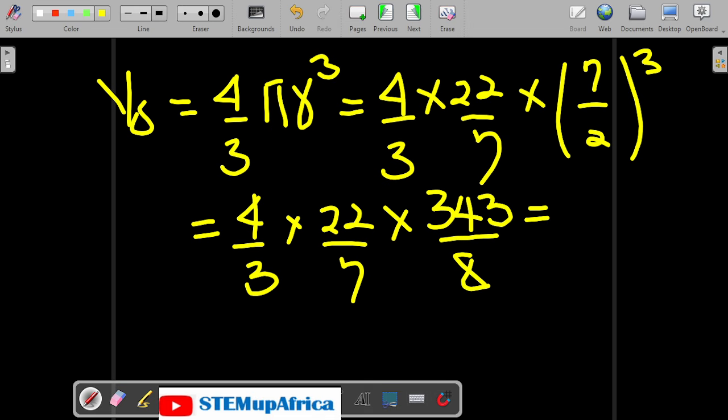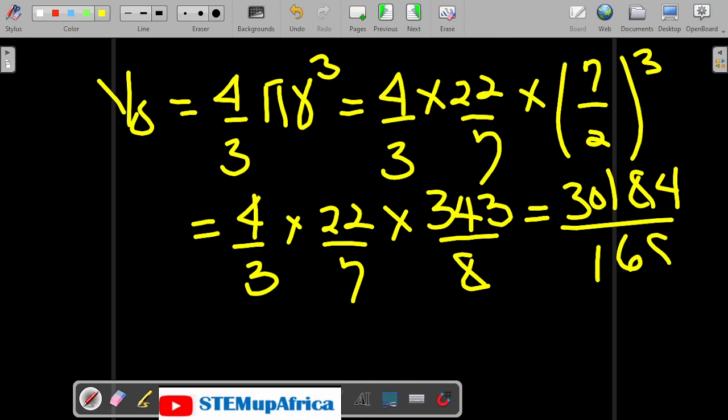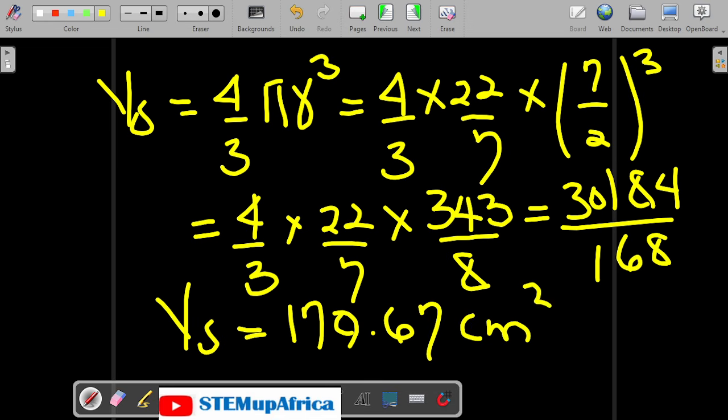So let's multiply the entire numerator, 343 times 22 times 4. That will give us 30184. Now the denominator, 21 times 8, will give us 168. So what will now be the volume of the sphere? 30184 divided by 168 will give us 179.67 centimeter cubed. So now I've got the volume of the sphere.